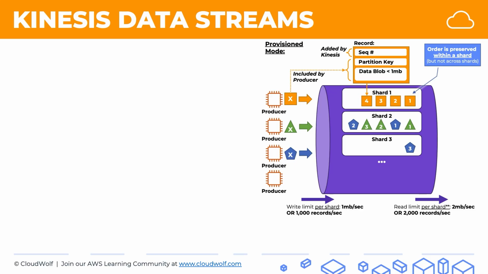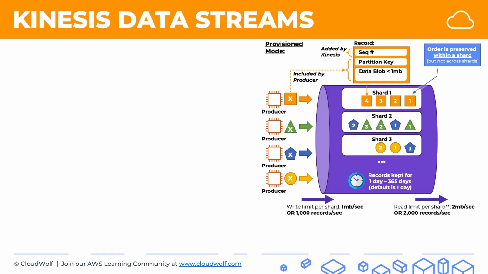Here's another producer producing records. As you can see, this third producer is using a mix of partition keys, and therefore it's not guaranteed that the records will go into the same shard. They're going across different shards, and therefore order may not be preserved. Maybe for that producer it doesn't matter. And here is another producer producing records again.